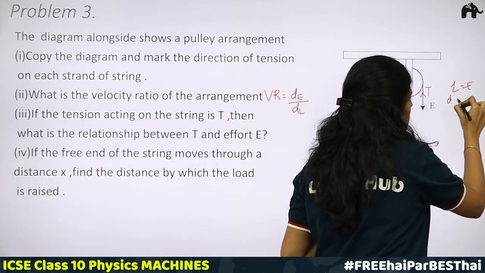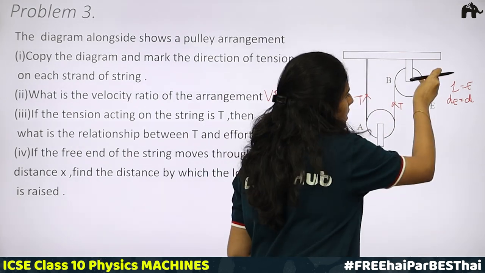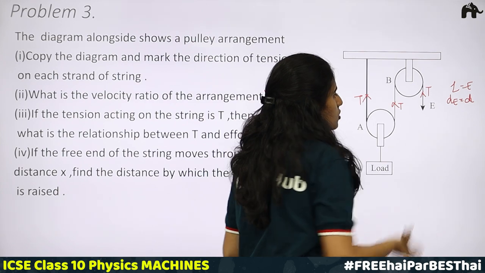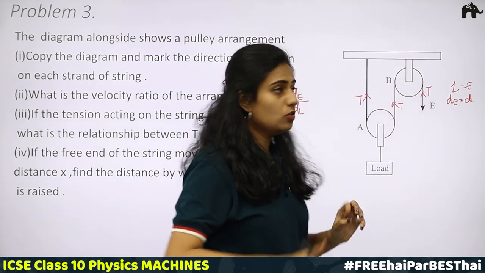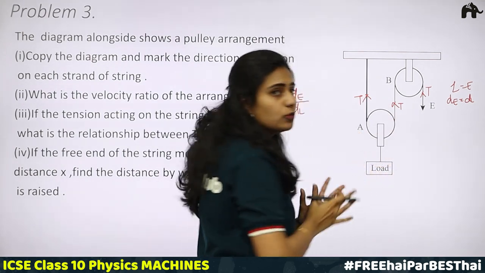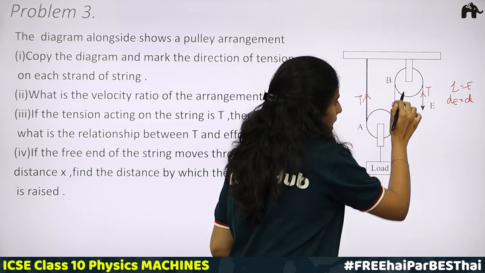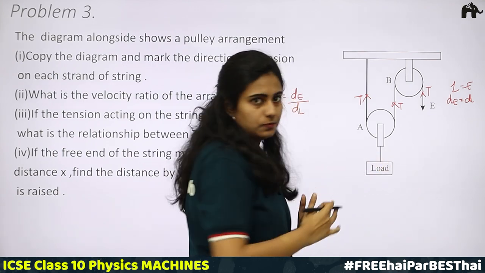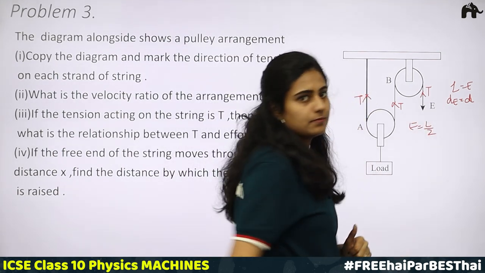Similarly, the distance moved by effort will be equal to the distance moved by load. If you move this effort, that is the rope, by 10 centimeter, then the load will also be raised by 10 centimeter. So in this part, there is no change happening. Only change happens in the first part, that is in this part of the movable pulley. Here what happens? The effort that is to be applied will be half the load.